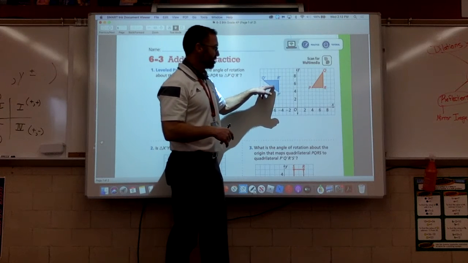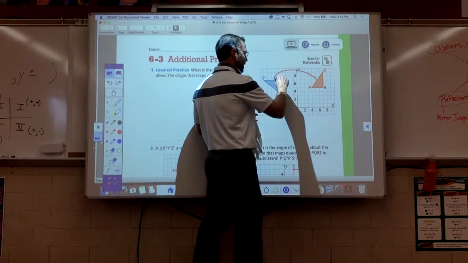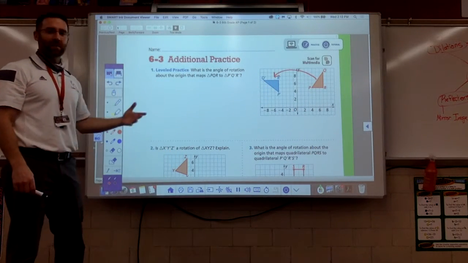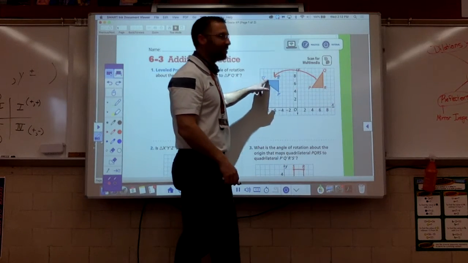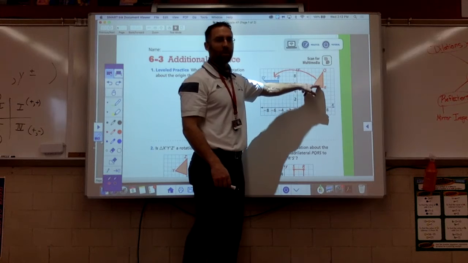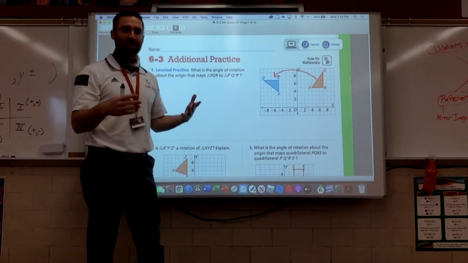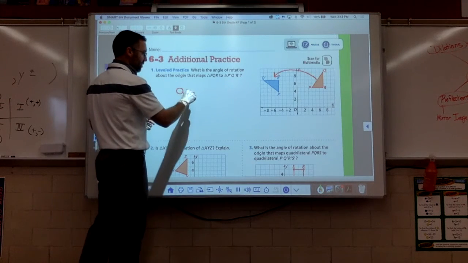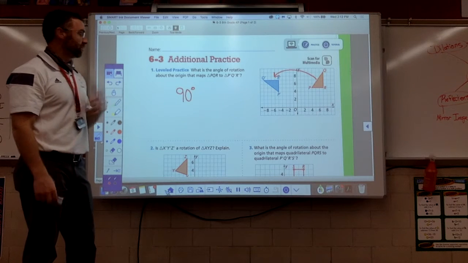Pre-image, image. Okay. Now I know Mr. Fricke in the lesson talked about, just count the quadrants that shape moves through. We always are going to move in a counterclockwise fashion. So we're going from quadrant 1 into quadrant 2. One quadrant. Each quadrant is worth 90 degrees, basically. So what is the angle measurement? It's a 90-degree rotation. That's it.